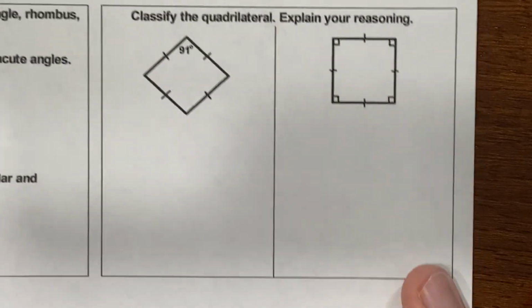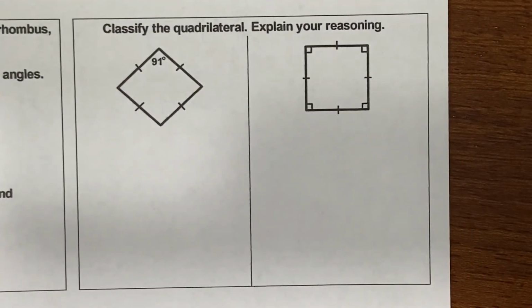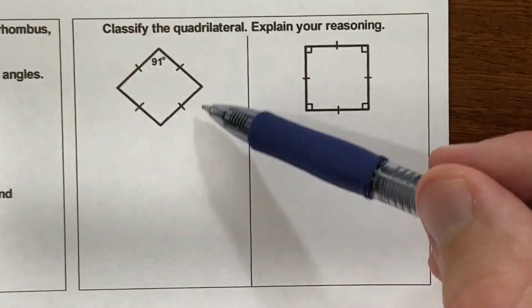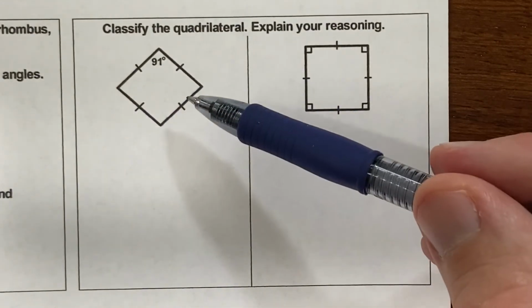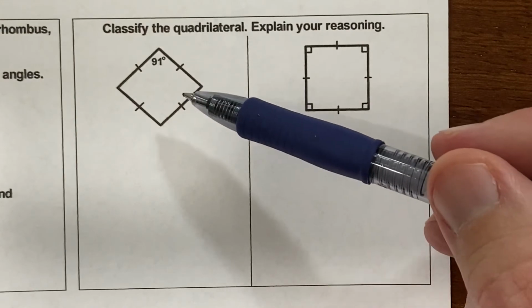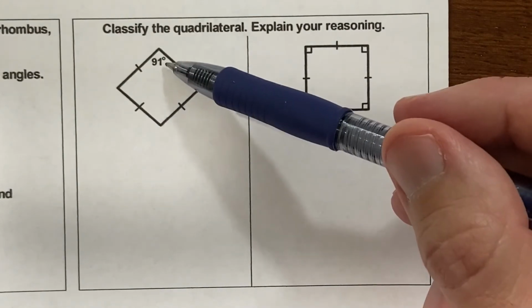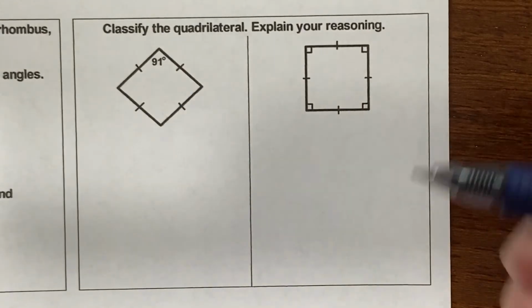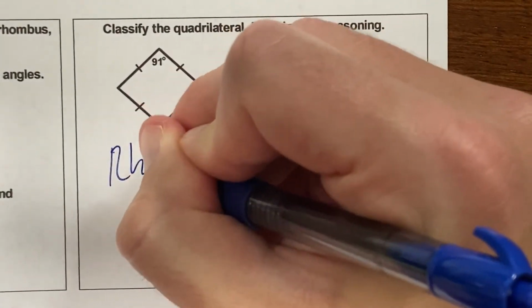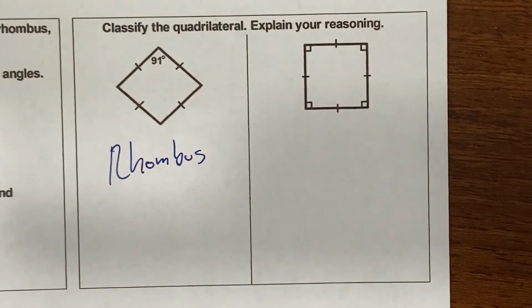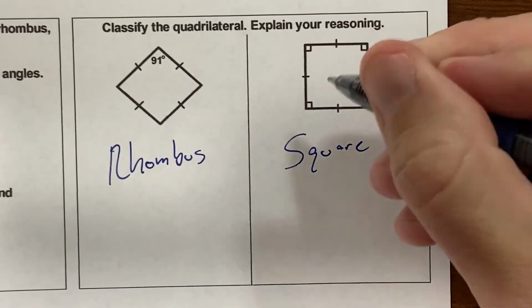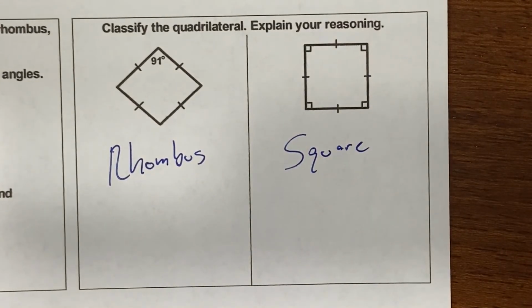Let's slide down. Let's look at this one. Classify the quadrilateral, explain your reasoning. Well, that says 91 degrees. I see that all 4 sides are equal, so that's at least a rhombus. And I'm hoping that all the angles are going to be 90 degrees. They're not. If this one's 91, that one's 90, that can't be. It'd be 89 degrees. So this one would be a rhombus. This one would be a square. All 4 sides are the same. You got 4 right angles.